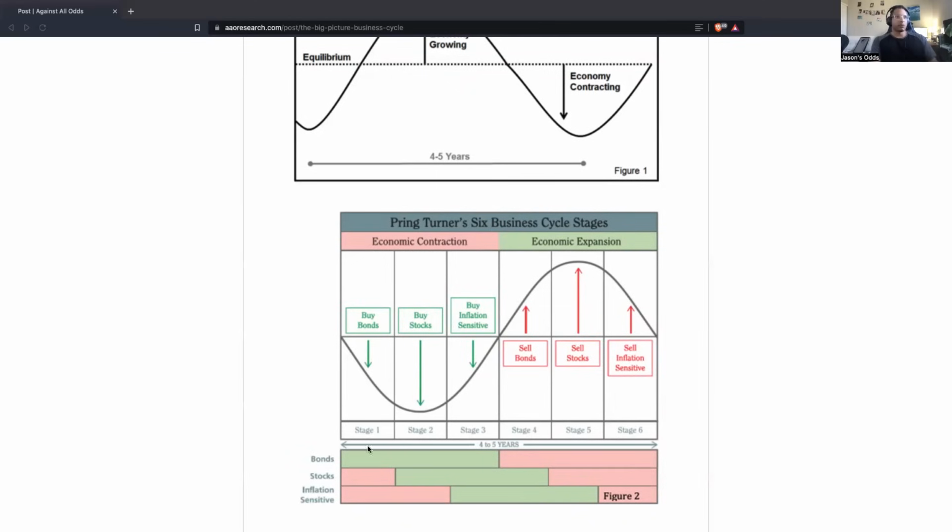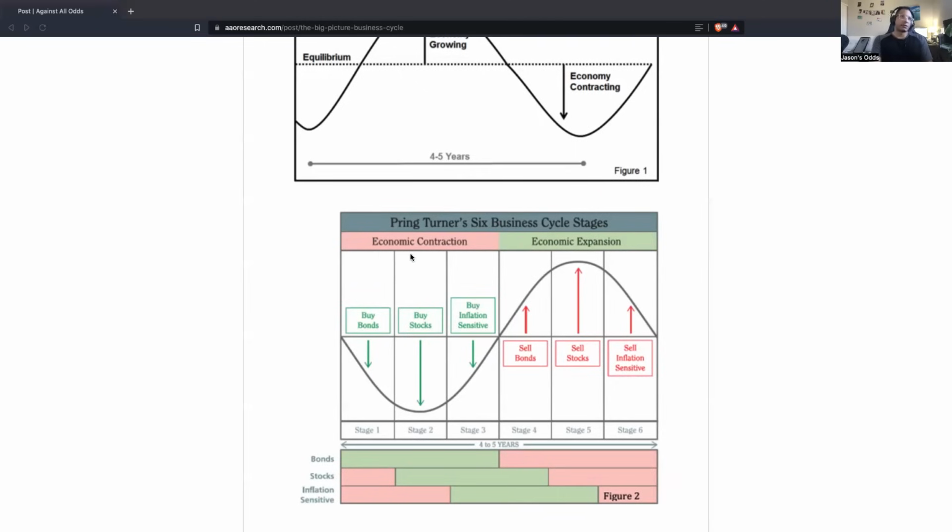Basically, starting out stage one is buy bonds, stage two being buy stocks, stage three, and this is when we get into the overheating phase, we want to buy inflation sensitive assets, meaning energy sector, oil, all these different things, usually starting out with a little bit of gold and then transitioning to oil, copper, and so on.